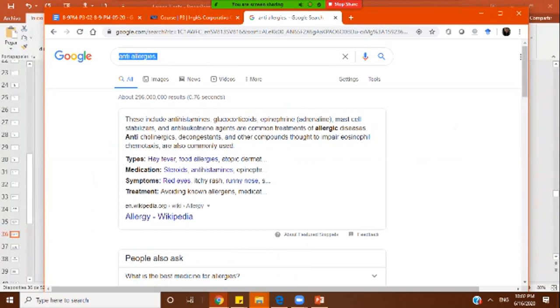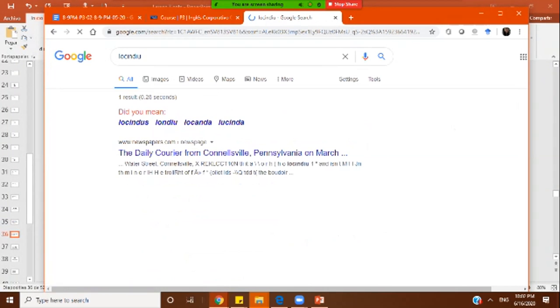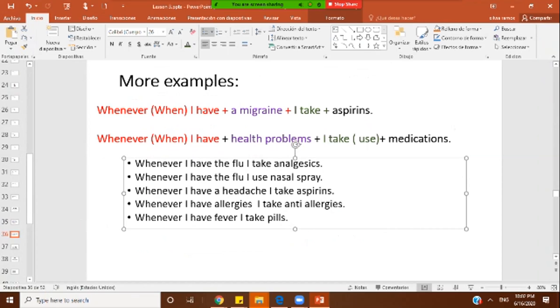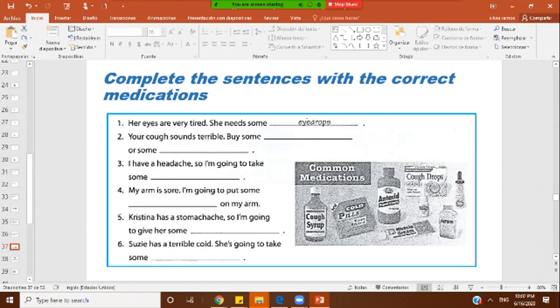Pastillas. But that's not what you spell. Mire lo que me deletreó. Lozenge you. How do you say pastillas in English, guys? Everyone? Pills. Very good. I take pills. Okay, very good. Usted me deletreó otra cosa.